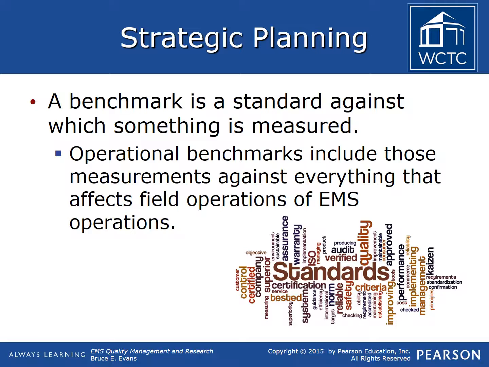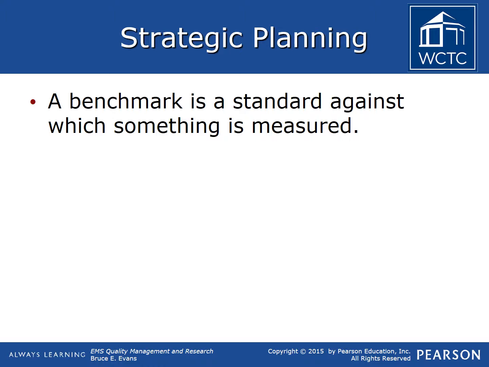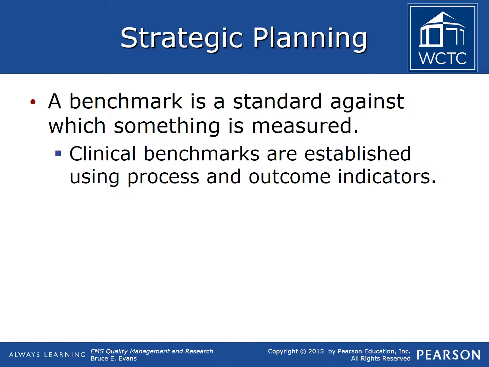Examples of processes that lend themselves to operational benchmarking include dispatch, fleet management, staffing, coverage, cost per unit hour, cardiac arrest survival rates, and work-related injuries, to name a few. The textbook provides additional examples. Another type of benchmark category includes clinical benchmarks. These benchmarks are established using process and outcome indicators, and they relate directly to the practice of medicine. Intubation success, pain control, trauma system outcomes, and stroke outcomes are all examples of clinical benchmarks.